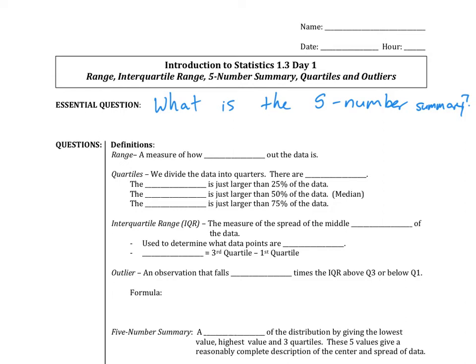All right, following our quiz, we're into section 1.3, day 1, where we're going to introduce the 5-number summary. And we'll start with definitions. The range is a measure of how spread out the data is.